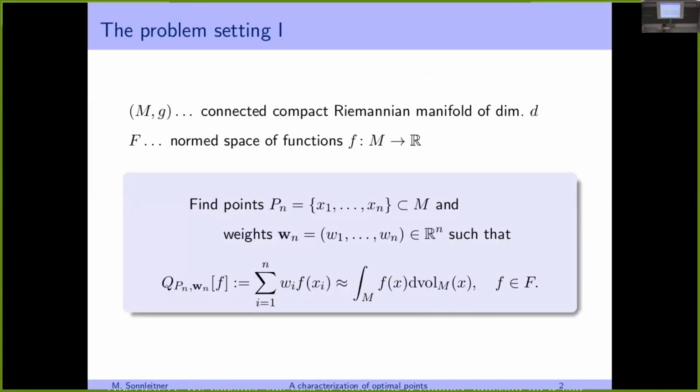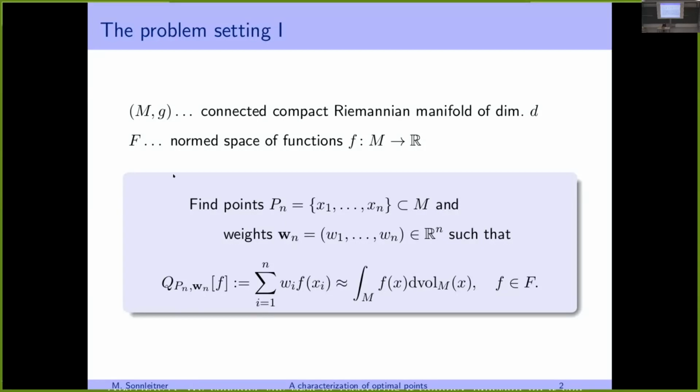So I'm considering a connected compact Riemannian manifold, which is assumed to be equipped with a smooth Riemannian metric tensor G, and it is also without boundary. And we consider a function space F, which is equipped with some norm.